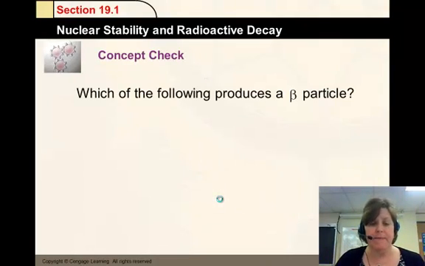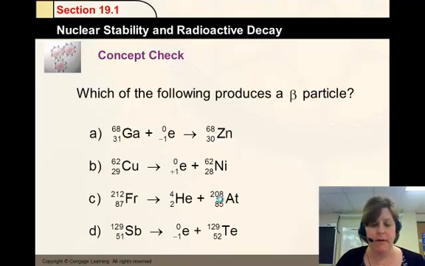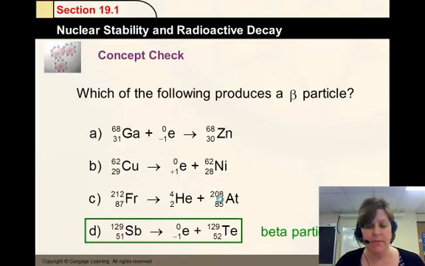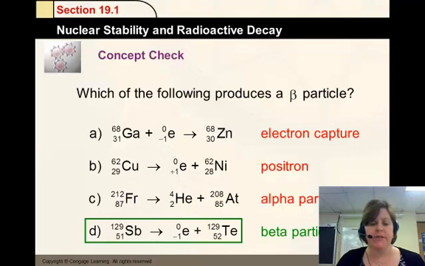So let's look at this example. Which of the following produces a beta particle? All right, so this is very easy. It's just testing your knowledge of, do you know what a beta particle is, and which one is it? Hopefully you saw it. I see a beta up here in letter A, but it's not producing a beta particle. That's electron capture. The next one is a positron, and of course letter C is an alpha particle. So letter D is the only one that produced a beta particle.